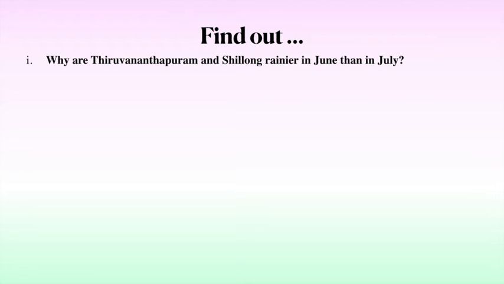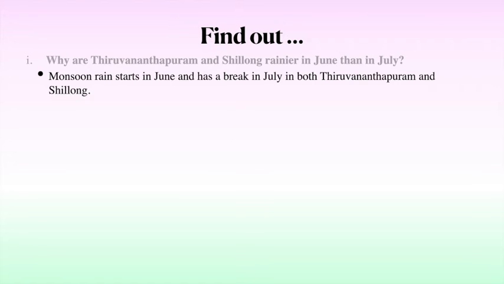Then find out the questions. Why are Thiruvananthapuram and Shillong rainier in June than in July? Because monsoon rain starts in June and has a break in July in both Thiruvananthapuram and Shillong. For this reason, both places have higher rainfall in June than in July.